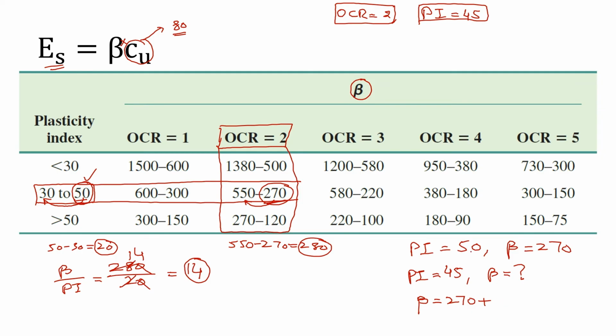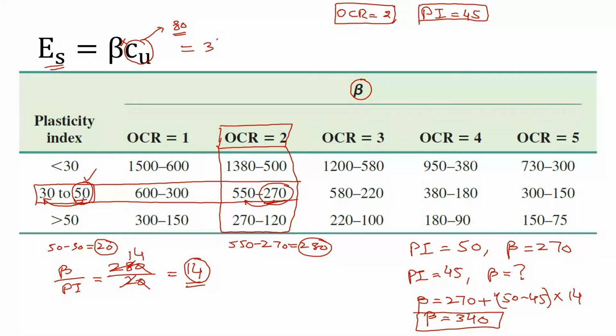Plus, what is the difference between 50 and 45? Simply 50 minus 45. And what is the change per unit PI? That is 14. Just write this one. So beta will be equal to 270 plus 5 times 14, which is 340. So the value of beta is 340 in this case. When we have determined the value of beta, now it is very simple to calculate the value of ES.